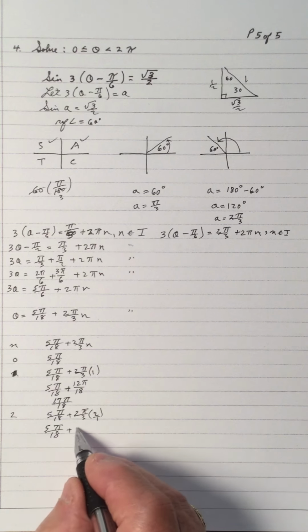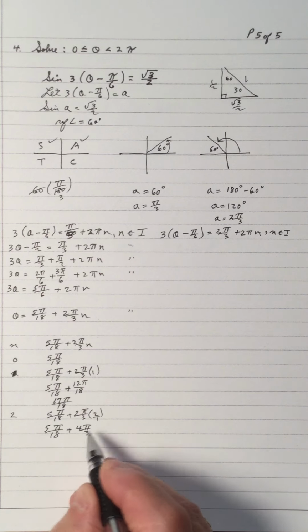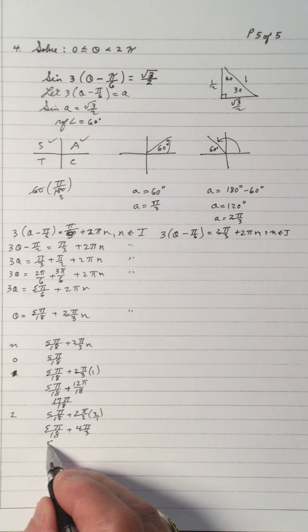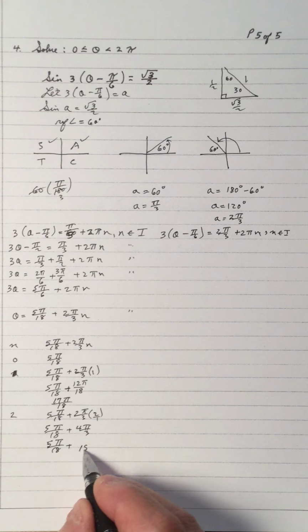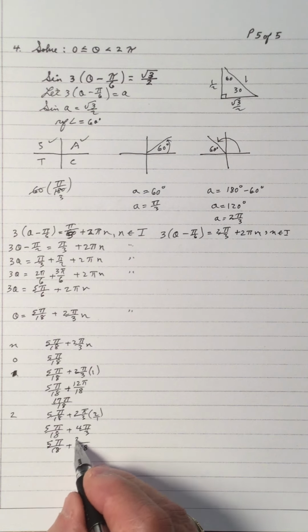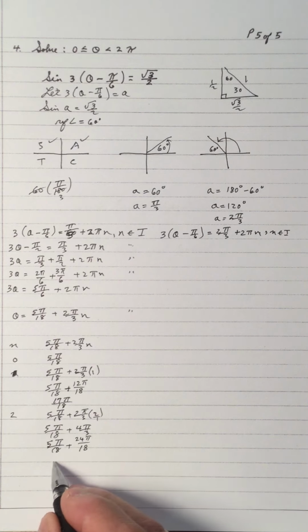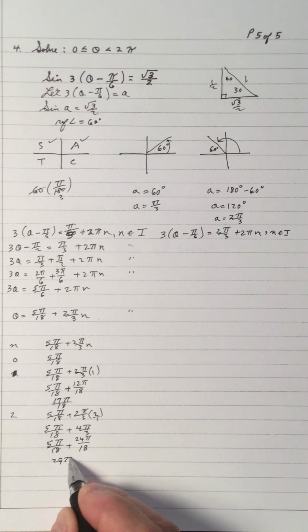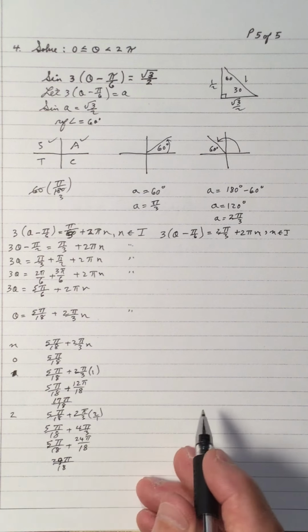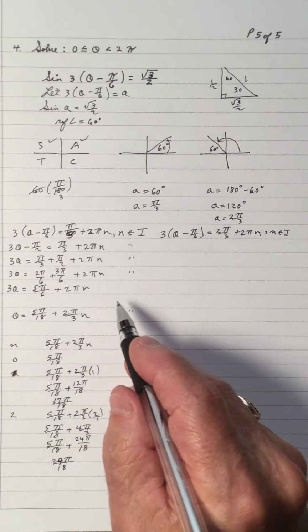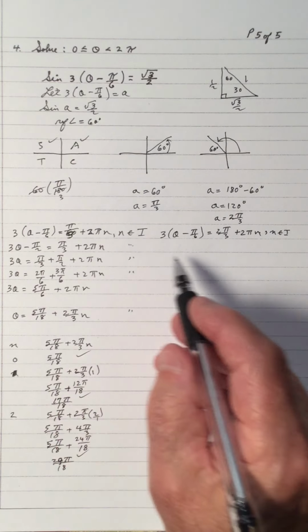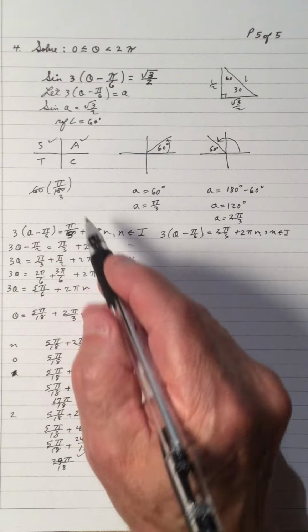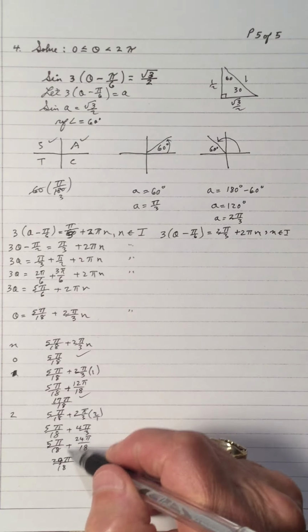So multiplying by 2, I get 4 pi over 3. And that's 5 pi over 18 plus 18. So multiply by 6 is 24. So that gives us 29 pi over 18. So we have one answer right here. Here's 2 answers, 3 answers when you have pi over 3. So pi over 3 gives you all these 3 answers.